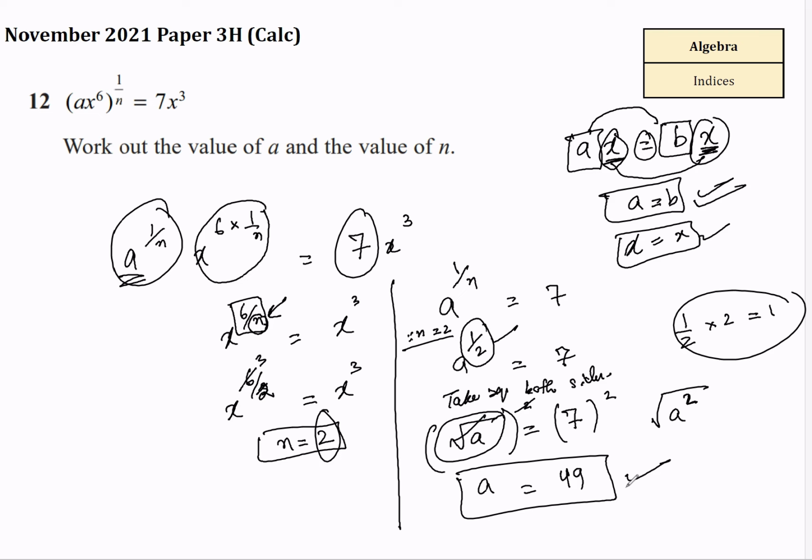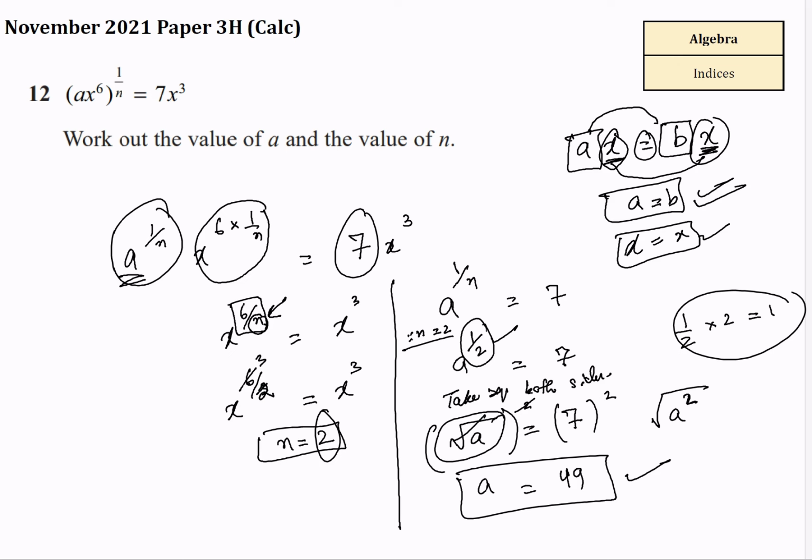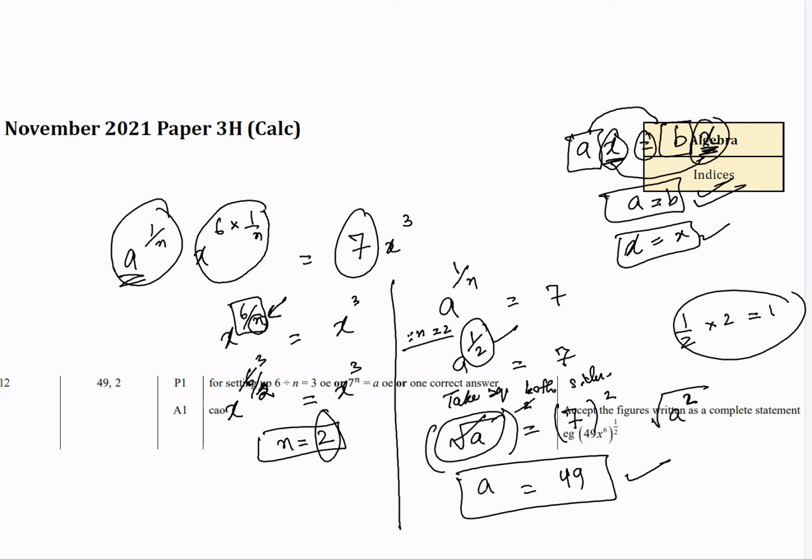Do you get it? Okay, let's check our answers. See, it's 49 and 2. For setting up, 6 divided by n equals 3, that's what we have done. 6 divided by n equals 3. And then we get the value of n, right?